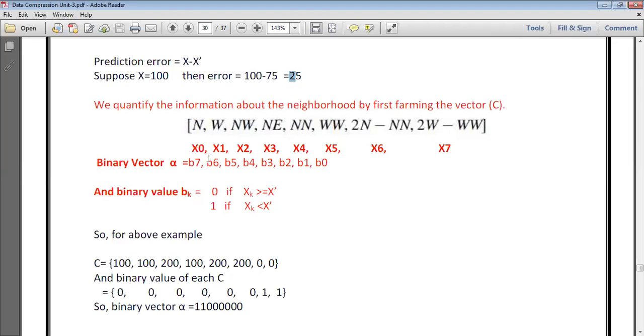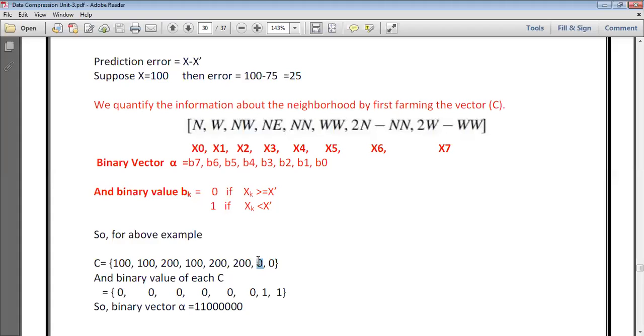So xk is nothing but x0, and we know that x0 is 100, and this 100 is greater than or equal to x dash, which is 75. So 100 is greater than 75, so we put the binary value corresponding to north as 0. Again for the west, we know that the vector value for west is 100, and we apply these two steps. 100 is greater than 75, so again the binary value for the west is 0. And apply this for the whole sequence.